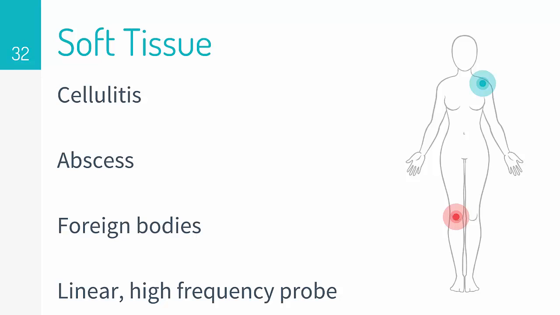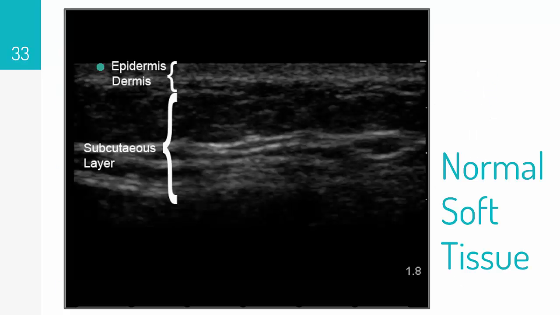It can also differentiate between abscess and inflamed lymph node, which one would obviously not want to drain. So normal appearance of soft tissue on ultrasound is composed of hypoechoic fat and linear hyperechoic regions of connective tissue. So here we have an example of normal soft tissue. This is what we should see.